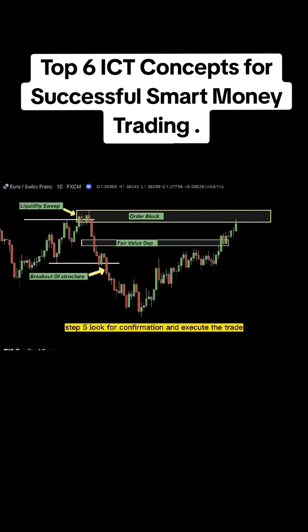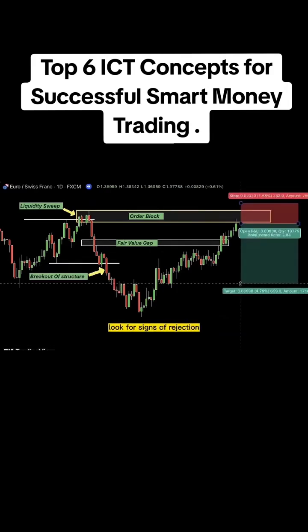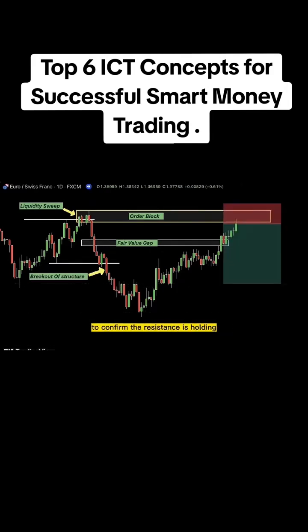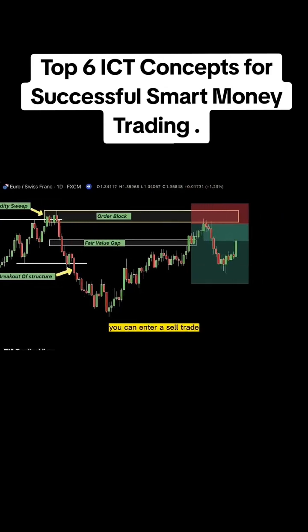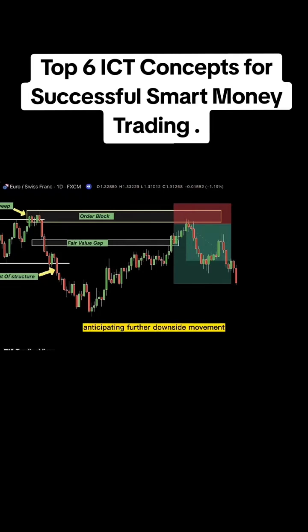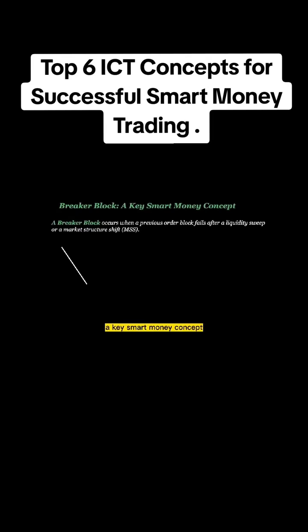Step 5. Look for confirmation and execute the trade. As the price re-enters the bearish order block, look for signs of rejection or bearish patterns to confirm the resistance is holding. Once you see these signals, you can enter a sell trade, anticipating further downside movement as the bearish trend resumes. Next up, breaker block, a key smart money concept.